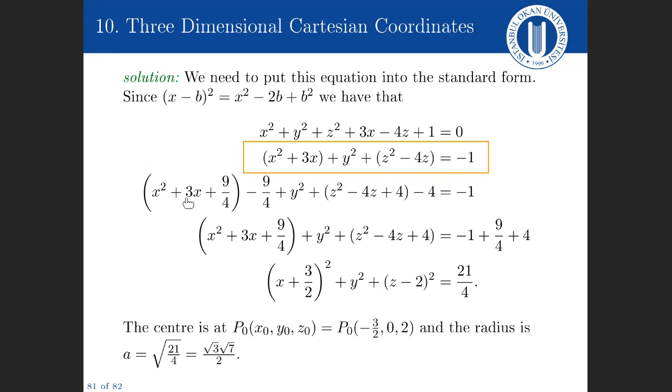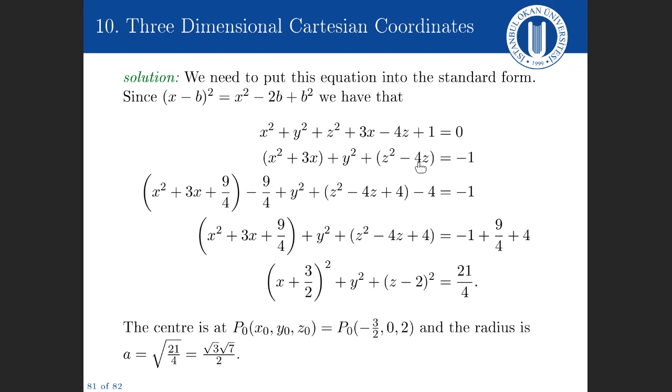Because I have a 3, I'm going to divide 3 by 2 and then square it. I'm going to do 3 over 2 and then I'm going to square it. I'm going to add on 9 over 4, and then I'm going to subtract the same number. Because we're adding on 9 over 4 and then subtracting the same number, our equation doesn't change. Y squared, we can just leave as it is.